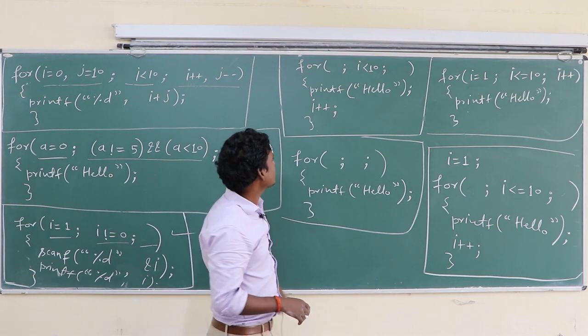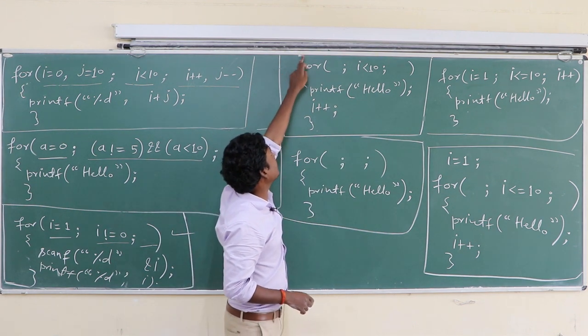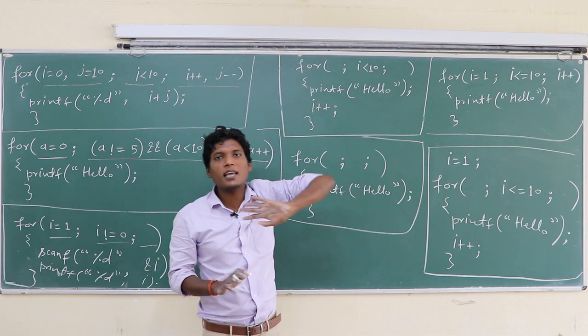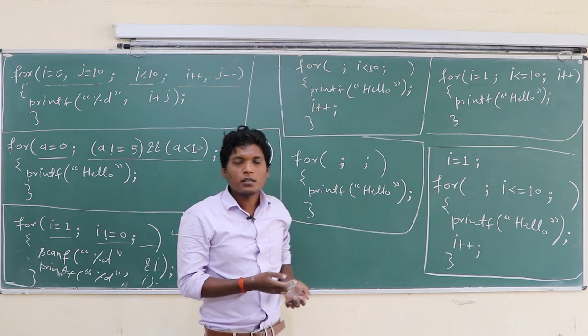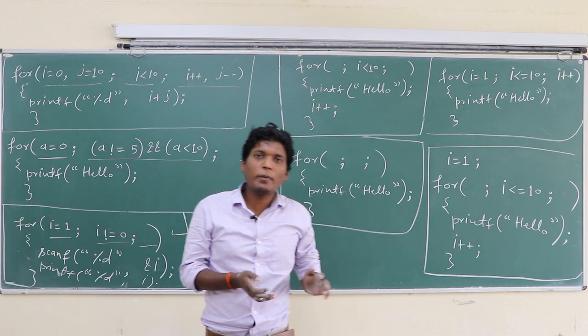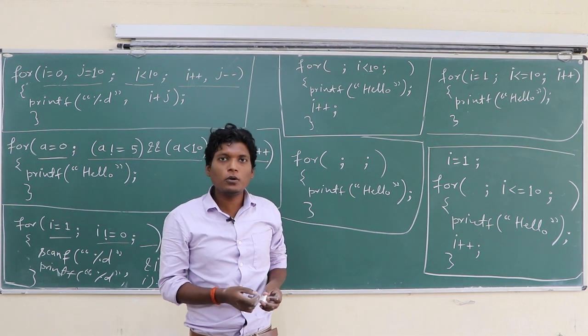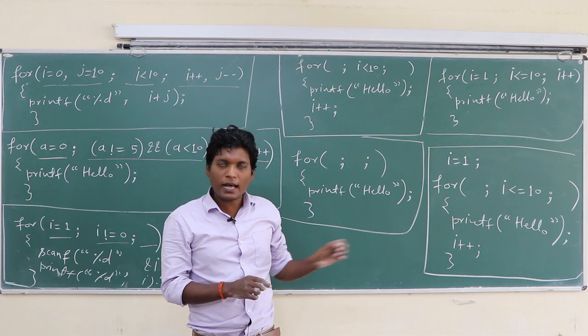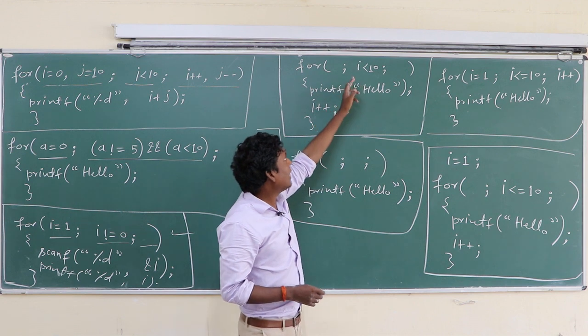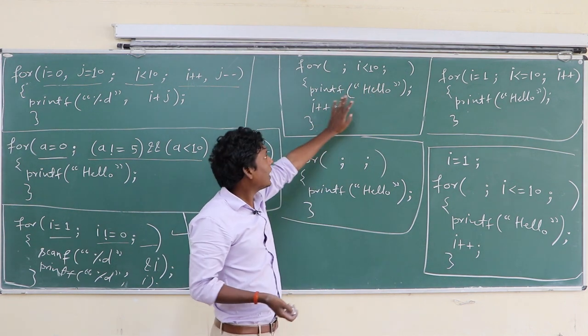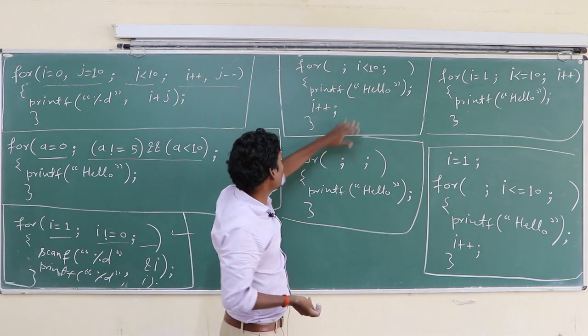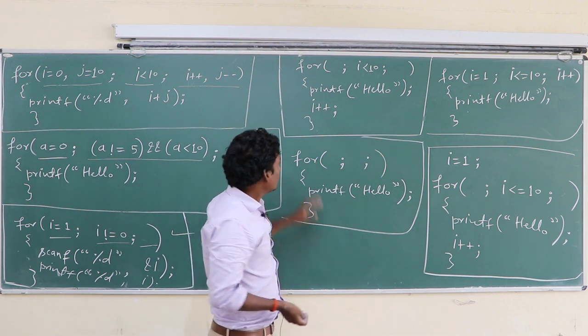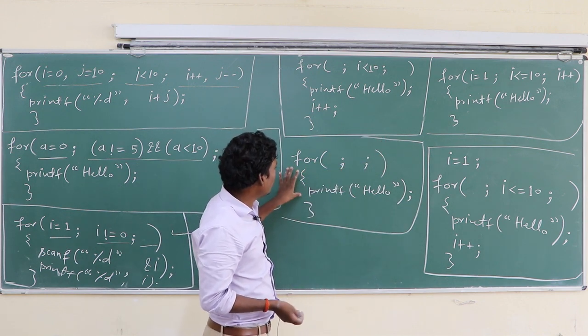Okay class, suppose you write here int i and you do not initialize any number. So by default it is an automatic storage class. So a garbage value is the default value of i. So here is garbage, and this condition may be false, and this loop will not execute, but this program is true. Okay class, this is the last for loop here.